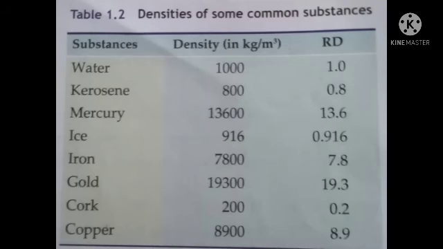Here some of the densities of common substances are given. Water, the density is 1000 and relative density is 1.0. Here you can see that only relative density is expressed as RD, and it is expressed only in numbers. It has no unit. For kerosene, 800 kilogram per meter cube. For mercury, 13,600 kilogram per meter cube, and relative density is 13.6. For ice, 916 kilogram per meter cube.